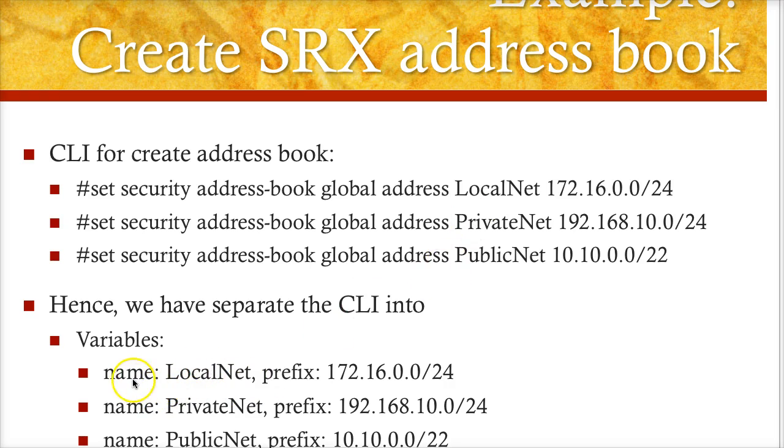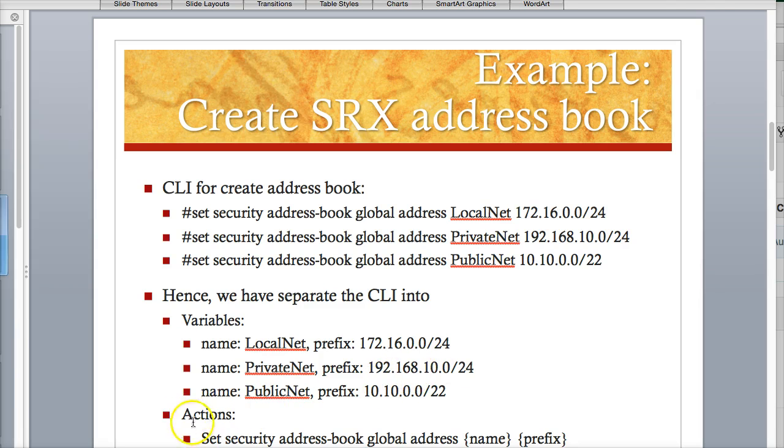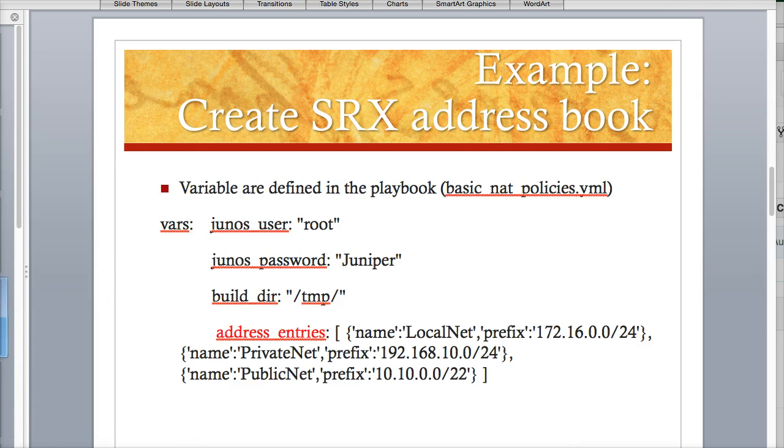We have two variables, name and prefix. So we have local NAT and a 172 IP address, private NAT, and public NAT with the associated IP addresses. Now, with the action part, we want to use this command line, but instead of putting the hard values here, we want to use the two variables so we can substitute them in the future.